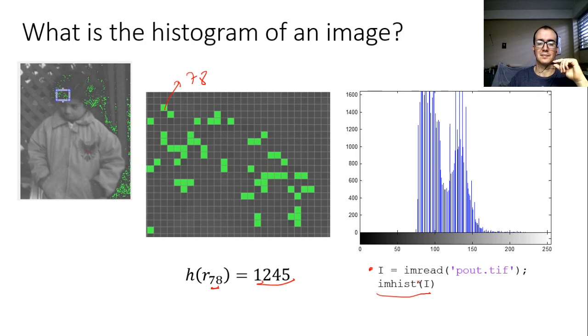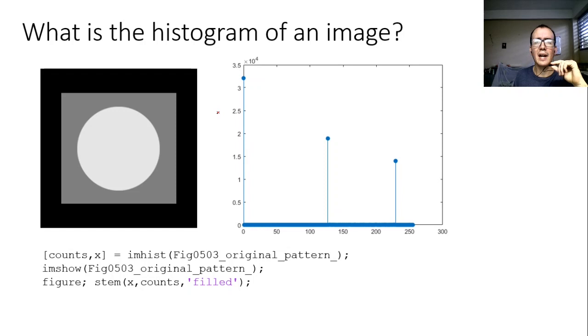Now this is another example, a very simple example, if you still have doubts about what a histogram is on a digital image. In this example, we have this image. This is a classical pattern from the book I already mentioned. On the right side, we have the histogram. In this case, we have just three levels of intensity: 0, 127 in this case, and 229. Just three levels, as we can see on the image.